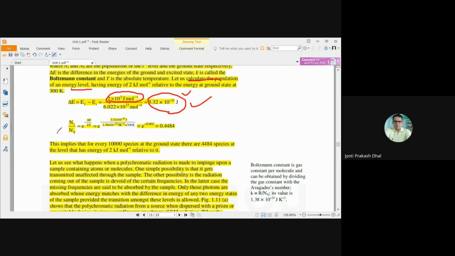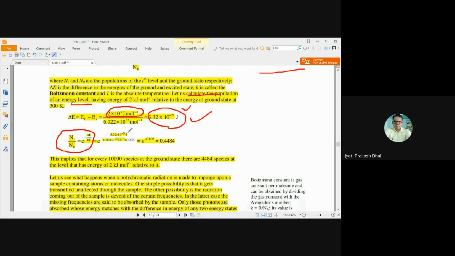distribution equation, Ni divided by N0 equals e to the power minus del E divided by kT, which equals e to the power, the value of del E here, which we have calculated as the energy difference, and here this is the Boltzmann constant, and here T means 300 Kelvin. After solving this, we can find e to the power minus 0.802 by using a scientific calculator. You can find the answer. This will be the answer.